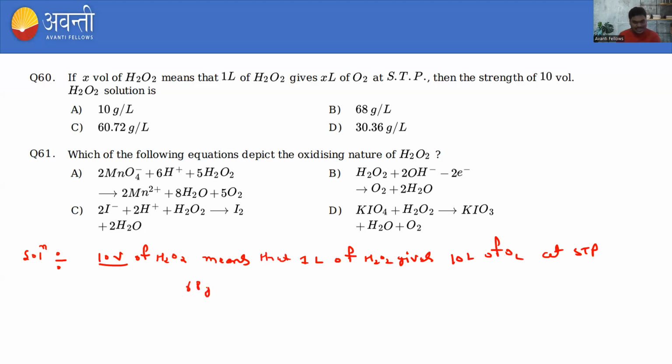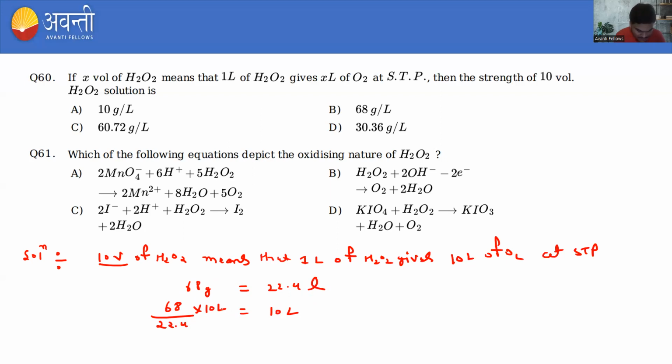So we know 68 gram gives 22.4 liter. So 22.4 liter, 68 gram. So 10 liter will give how much? So one will give 68 upon 22.4 into 10 liter.